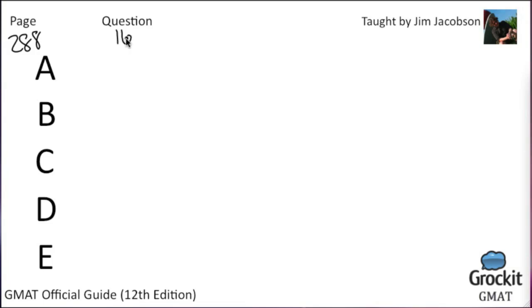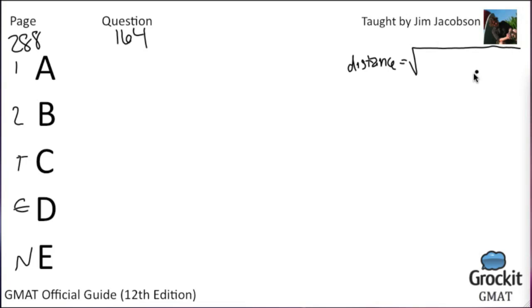Question number 164. In the rectangular coordinate system, are the points R and S and U and V equidistant from the origin? Right. So, distance formula. So the distance between two points is the square root, and it's a long one, of the difference in the x points plus the difference in the y points. That's the distance formula.